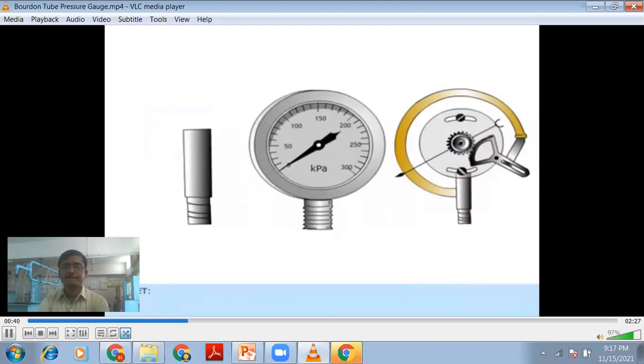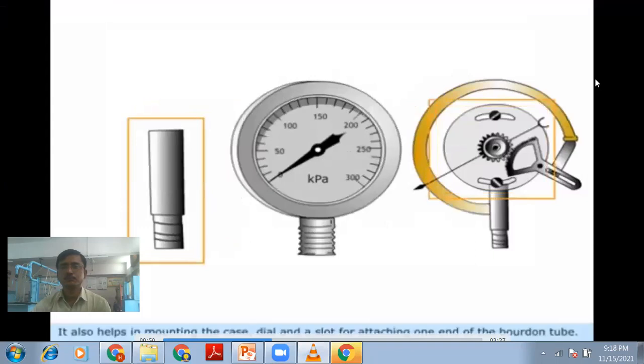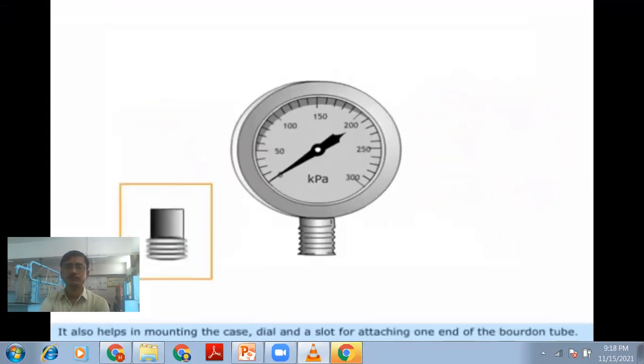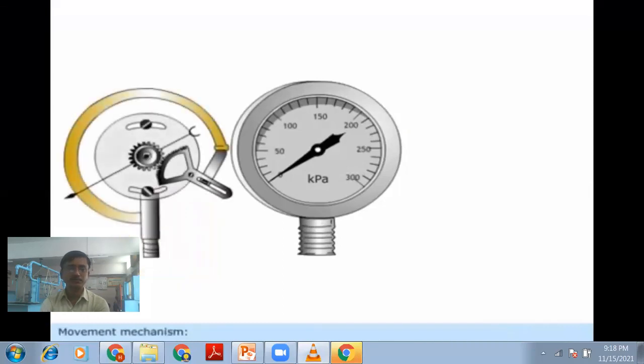Socket. It is made up of brass or steel and it acts as a connector to the source of the pressure medium. It also helps in mounting the case, dial, and has a slot for attaching one end of the Bourdon tube. The end of the socket is threaded to connect the gauge with other instruments. Movement mechanism.